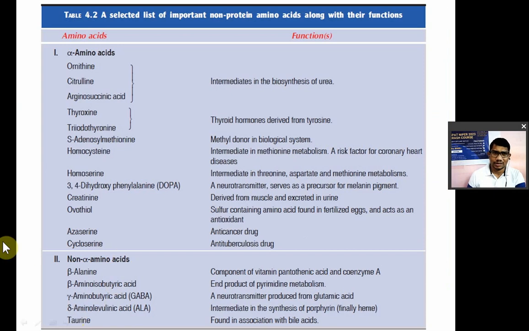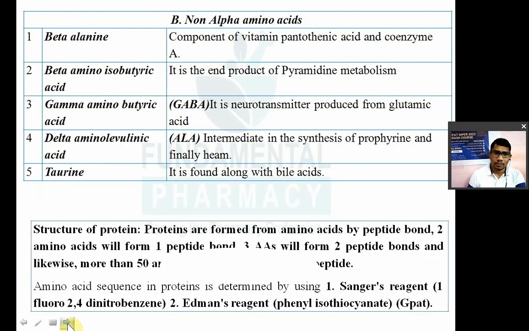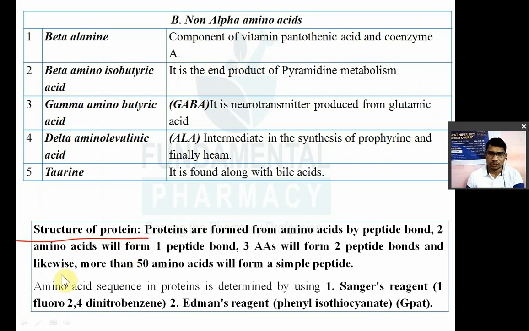Now we have already seen the non-protein amino acids, so I will not repeat it again. Now, structure of protein. What is protein? Proteins are nothing but polymers of L-amino acids. Proteins are formed by amino acids, when amino acids form peptide bonds, with a repeating unit of amino acid in a peptide.